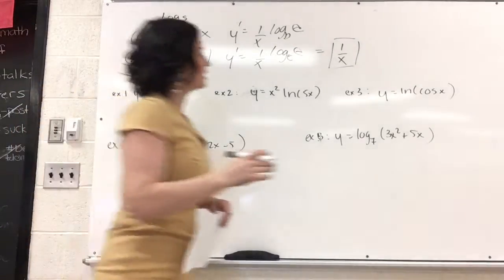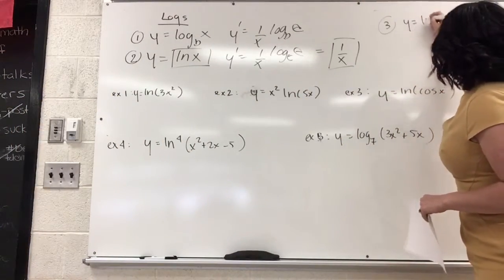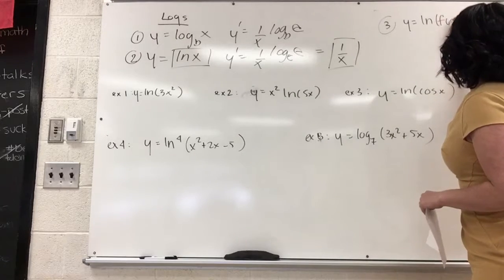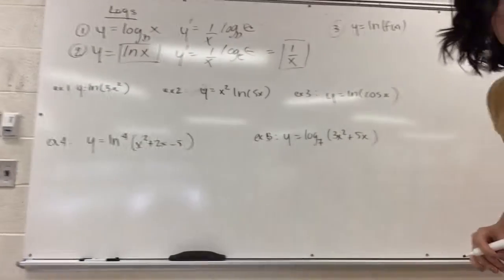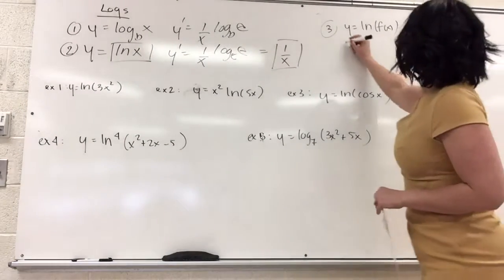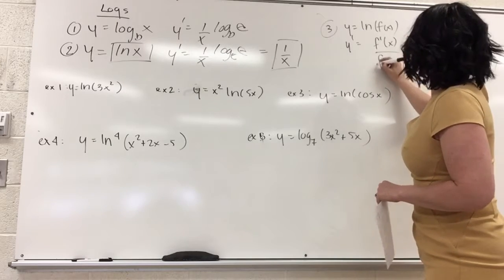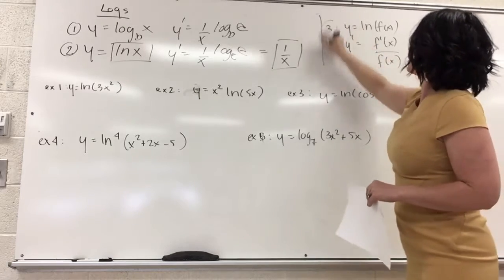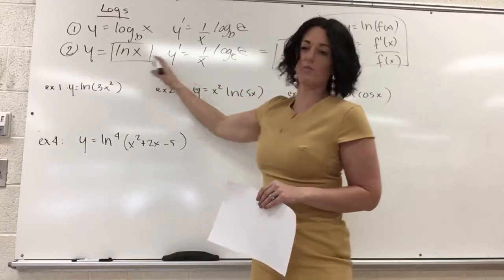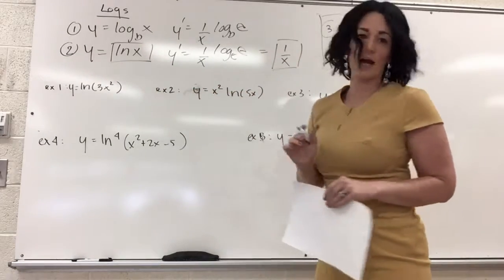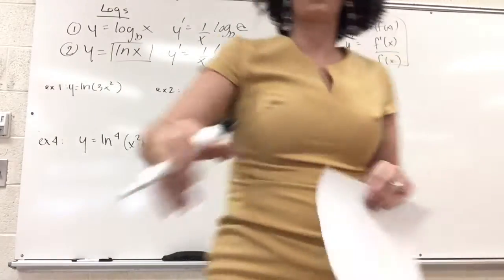If you have something other than x inside, y equals the natural log of f of x, so let's say we have a function inside there, then to find the derivative of that, we simply find the derivative of the inside over the original. And we actually did that here, you just didn't realize it because the derivative of the inside is 1, so the derivative of x is 1 over x, okay? So those are the three rules to find the derivative of logarithmic functions.